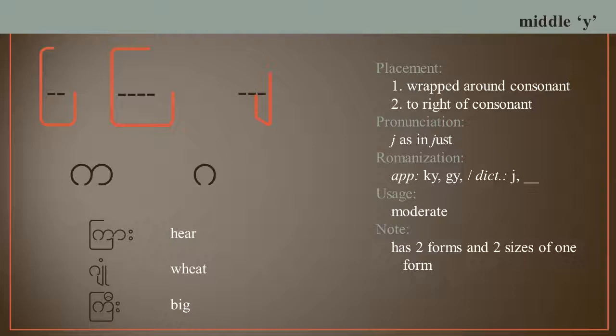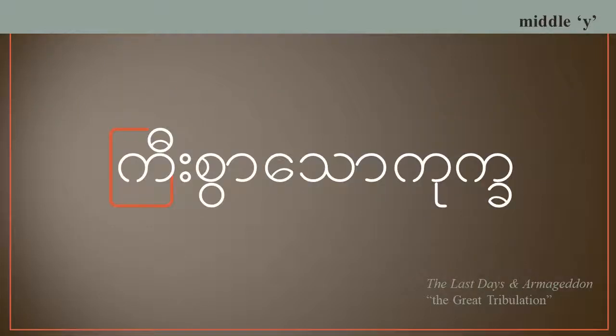So let's look at some examples of words that use these consonant symbol combinations. The first is the word for to hear, ja, and the word for wheat, jon, the word for big, ji. From the language app, I've selected the word for the Great Tribulation under the heading The Last Days and Armageddon. So there you can see the symbol used at the first.